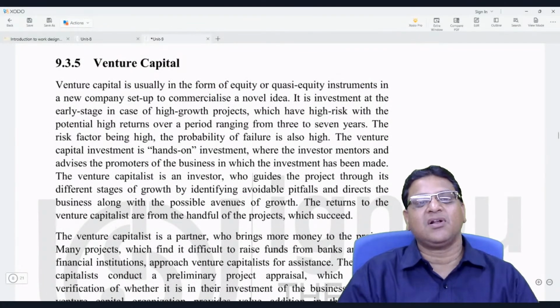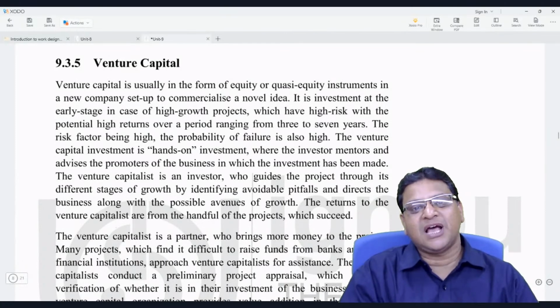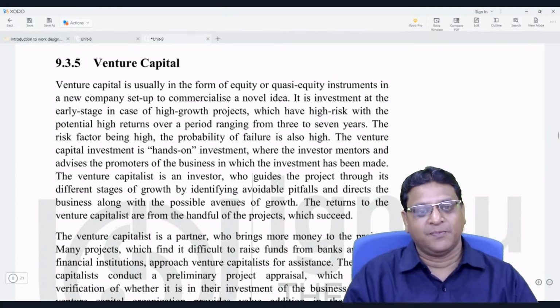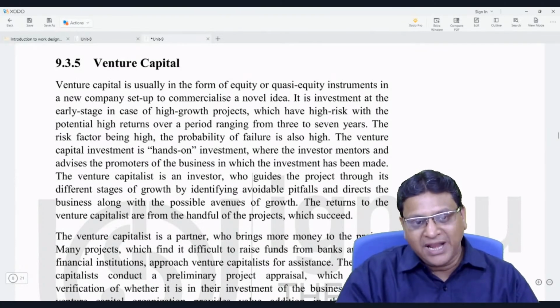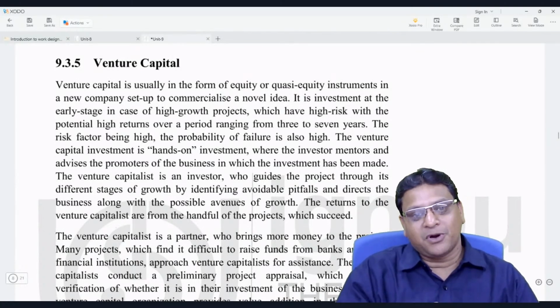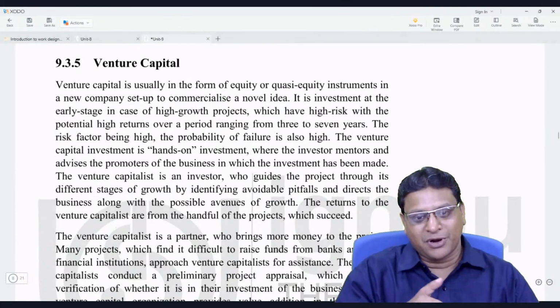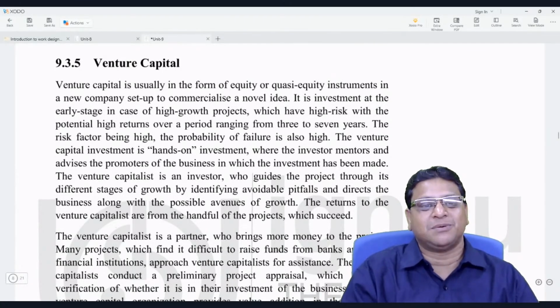Next, we will discuss another source of long-term finance that is known as venture capital. What is venture capital? There are many businesses which are very high risk, or a person has a novel idea but it is not yet tested commercially. You develop a new product. The product is very new, innovative. It is not there in the market and you want to produce it and sell it. There is chance that the product will click or there is chance that the product will fail. There is no history of the product.